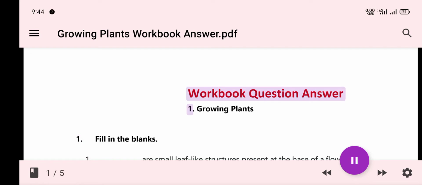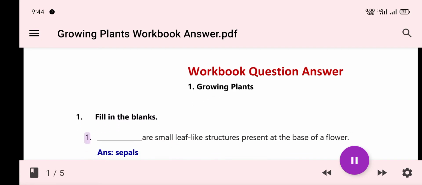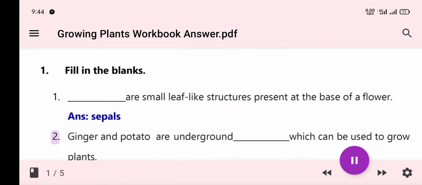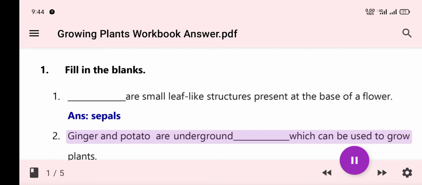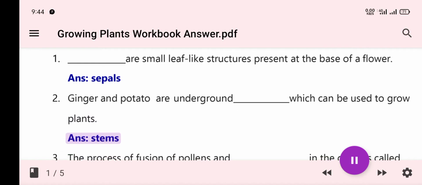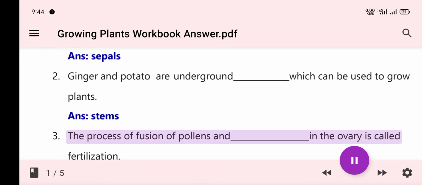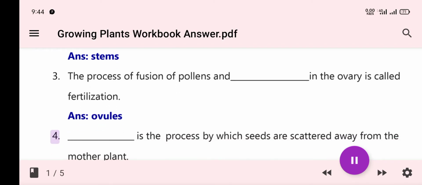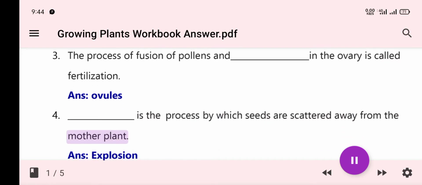Book question answers. 1. Growing plants. 1. Fill in the blanks. 1. Sepals are small leaf-like structures present at the base of a flower. Ans. Sepals. 2. Ginger and potato are underground stems which can be used to grow plants. Ans. Stems. 3. The process of fusion of pollens in the ovary is called fertilization. Ans. Ovules. 4. Dispersal is the process by which seeds are scattered away from the mother plant.